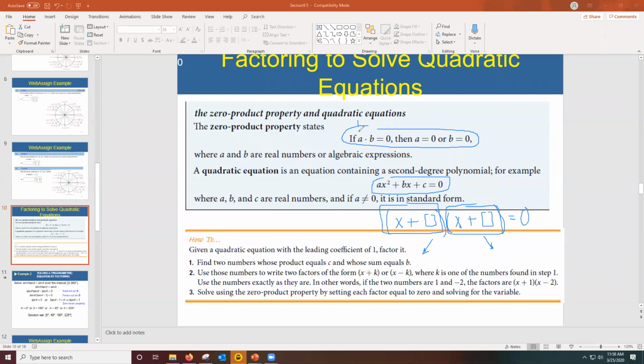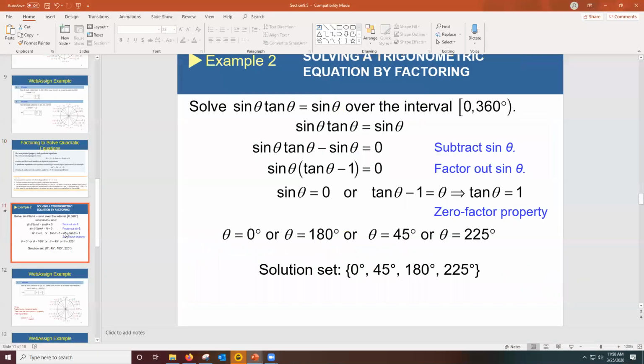It says if you have one quantity multiplying another quantity and it's equal to 0, you're allowed to set the first quantity equal to 0 or the second quantity equal to 0. So we're going to need this factoring method to solve quadratic trig equations. Let me do one quick example to wrap up. Let me go to the next slide. We'll do more examples next time, but I just want to do one quick example here.